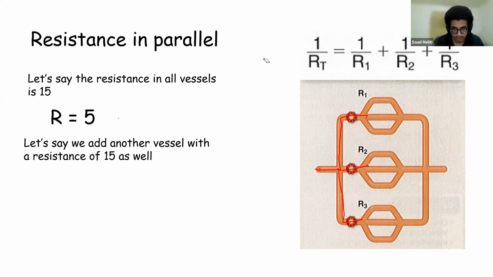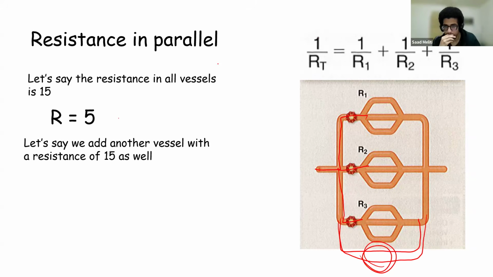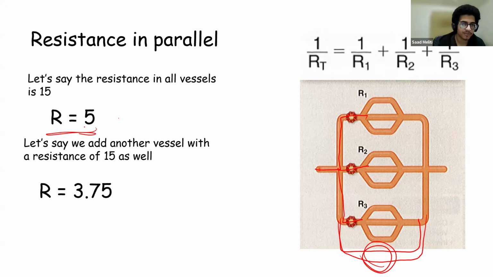Now, let's imagine I add another blood vessel, and it also has a resistance of 15. Can someone also calculate the total resistance here? Yes, exactly. 15 divided by 4, correct? That's the answer. And the individual resistance is always going to be higher than the total resistance when we have parallel. So look how the resistance is 5. It's way less than 15. So the total resistance is always going to be less than the greatest individual resistance.